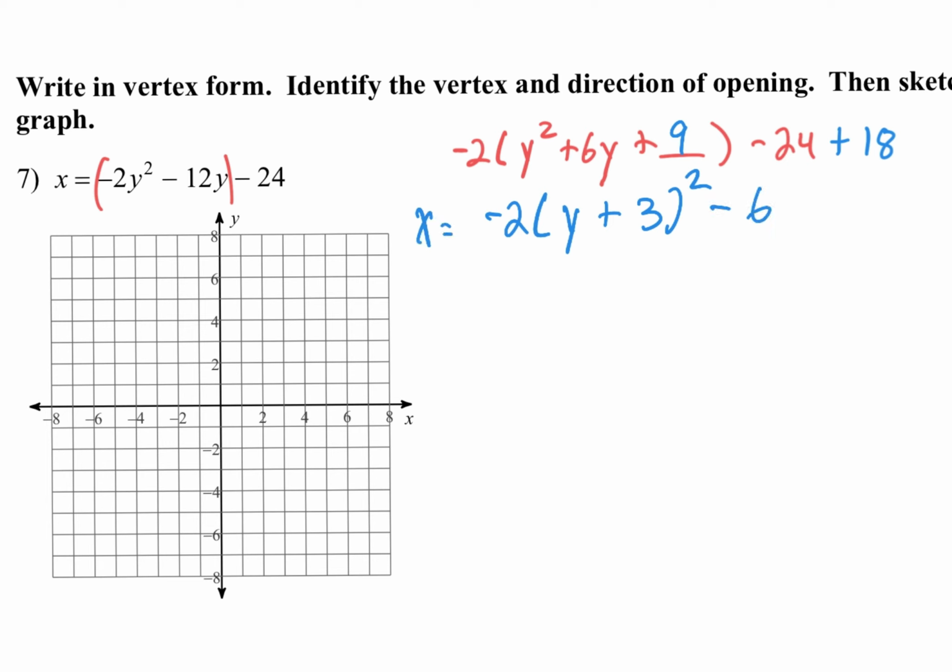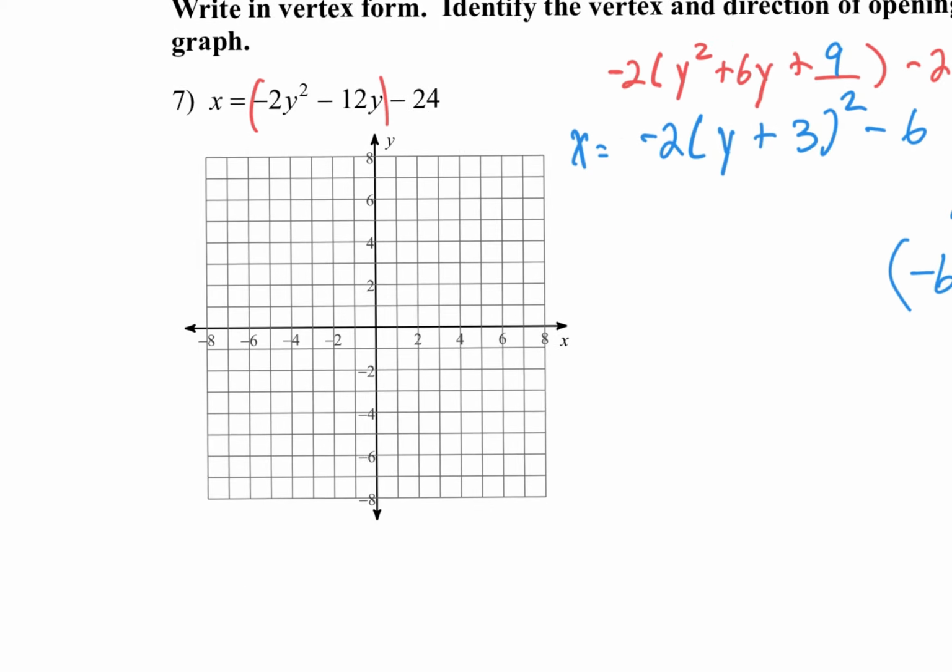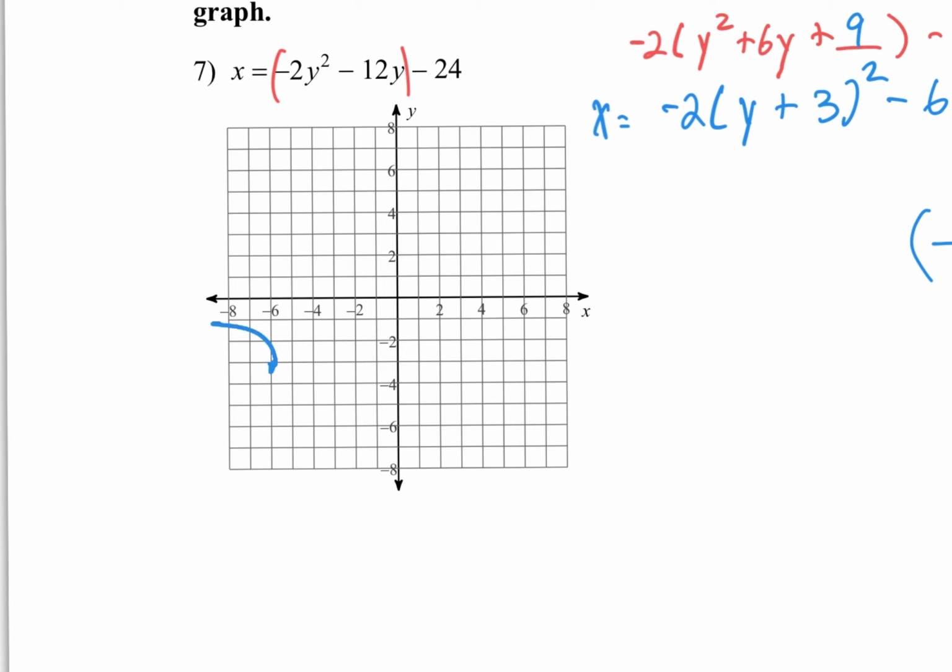-6. That's the answer. So it's x equals, so that tells us it has to open left or right, and it's negative, so it goes left. So it's going to look like that. Vertex, careful. -6, -3. Remember, if it's inside parentheses, it's the opposite. But good job getting the -6 where it needed to be. That's a common mistake. So now if we graph it, -6, -3 is about right there. That's a beautifully sketched graph.